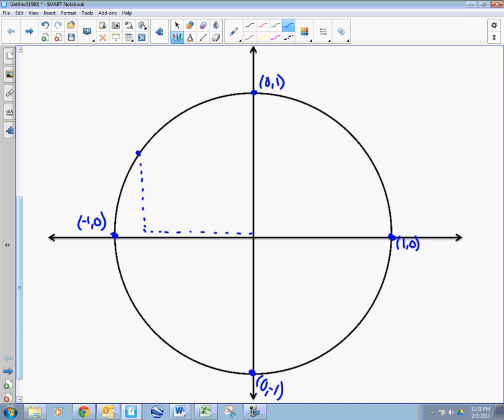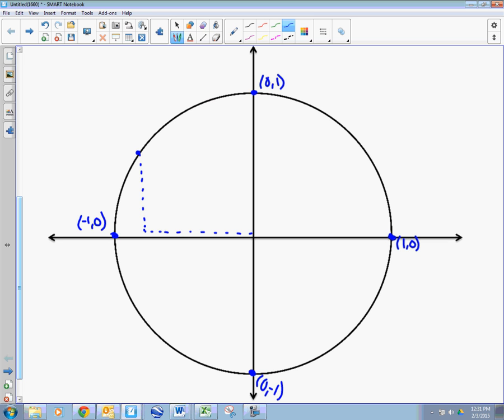So all of your coordinates are really decimals. The largest the x value can be is 1. The smallest it can be is negative 1. The largest the y value can be is 1, and the smallest the y value can be is negative 1. Now, you thought that trigonometry was about sine and cosine and tangent, correct? It is, and we'll introduce sine, cosine, and tangent. But the way we define sine, cosine, and tangent starts with the unit circle. And these values are extremely important moving forward.